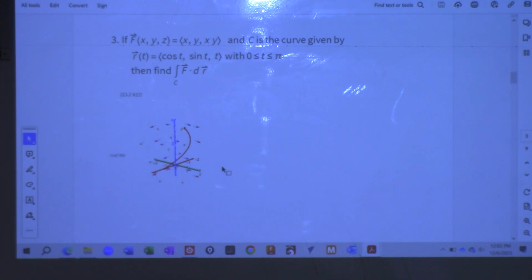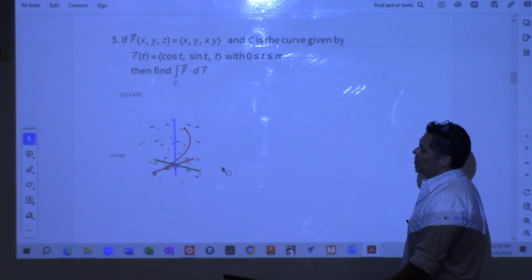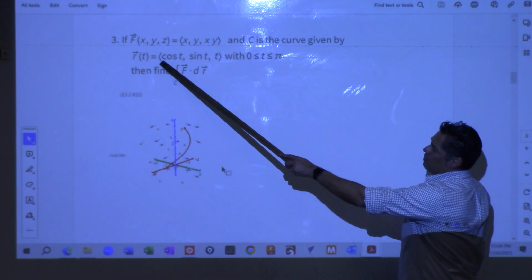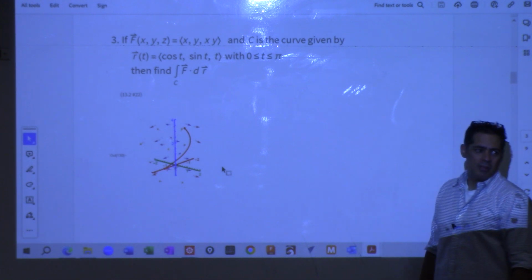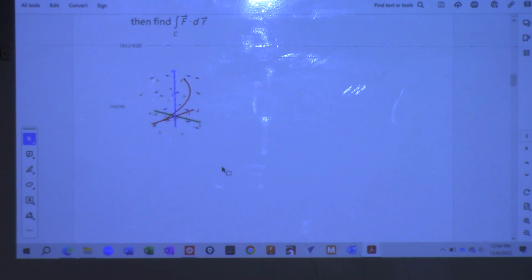This one, asking for what? Work, right? But your curve is not closed. And since your curve is not closed, you are forced to use the formula, right? But the good news is I give you what r of t is, right? So you can easily find its derivative, and then you evaluate the field on the curve. When you look at it, it's about knowing what to do, right? That's what it's about, knowing what to do. So let's see.